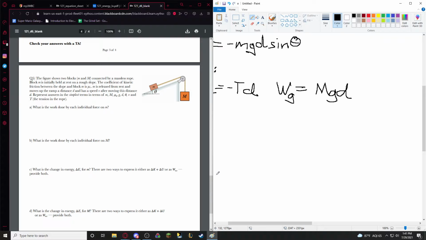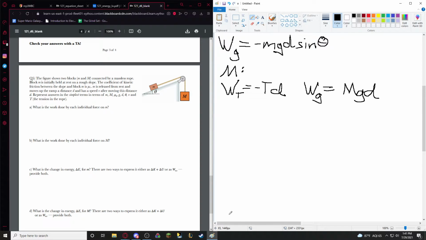So now, third question, what is the change in energy delta E for little m? There are two ways to express it, either as delta K plus delta U, or as work NC. Provide both. So how do we find the total change in energy? The first thing, what is energy?